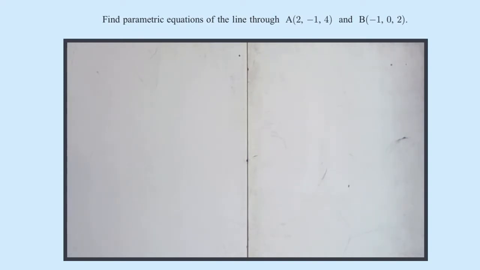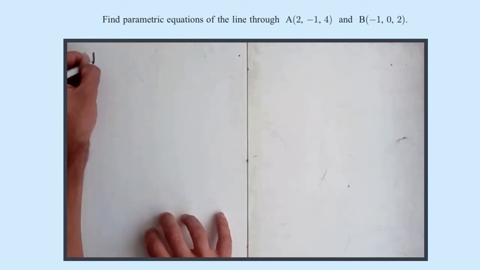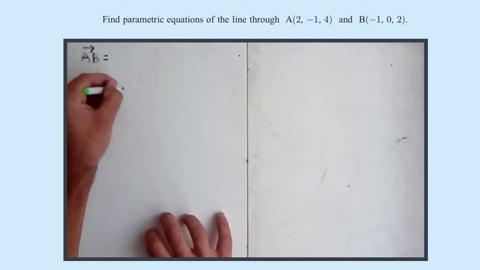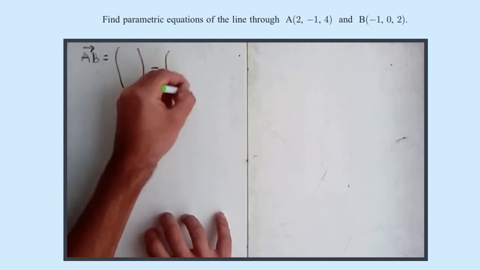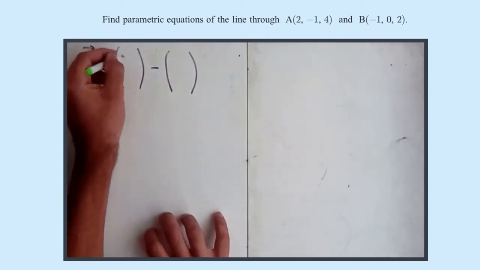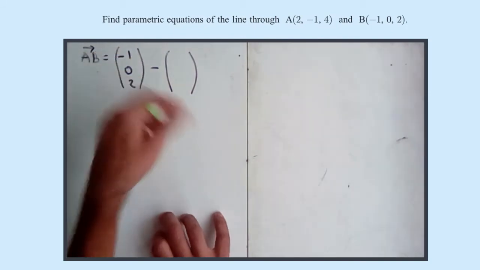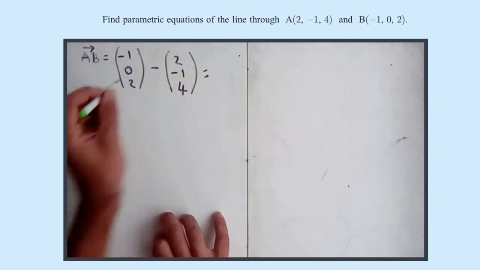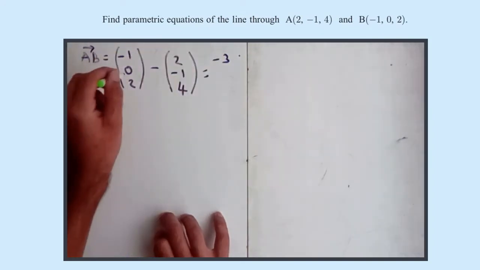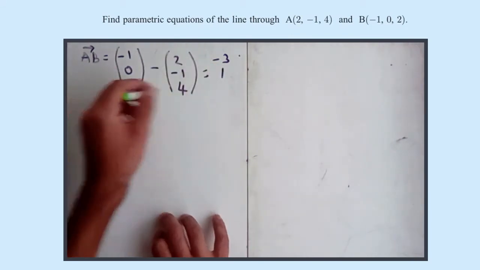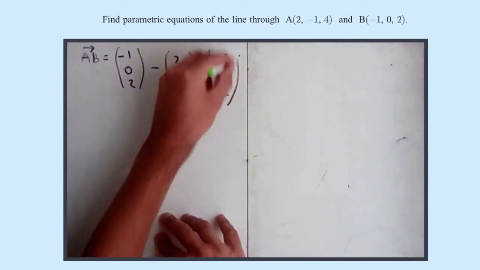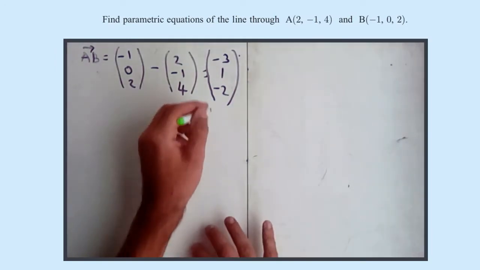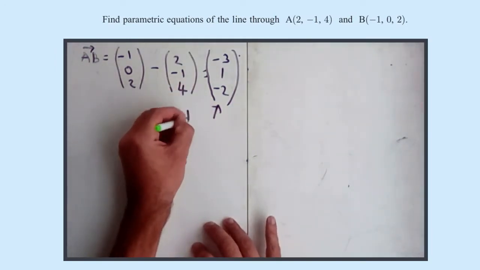Well, A and B are both points on the line, so the straight line from A to B must be parallel to the line. So we need to work out AB. AB equals the position vector of B minus the position vector of A. So that is (-1, 0, 2) minus (2, -1, 4). Okay, so -1 minus 2 is -3. 0 minus -1 is 1, 2 minus 4 is -2. Okay, so this can be our direction vector because we know this is parallel to the line.